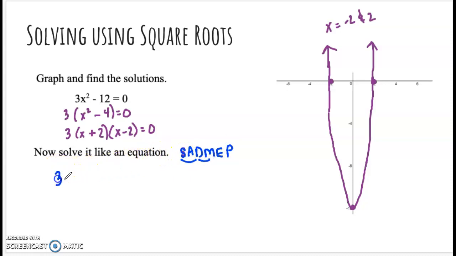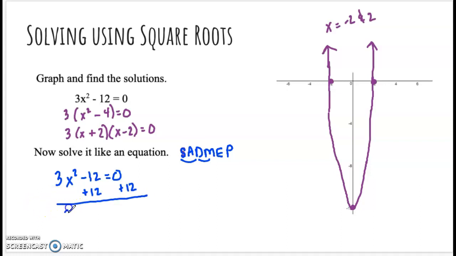So if I have 3x squared minus 12 equals 0, the first thing I'm going to get rid of or undo is the added or subtracted term from my x. So I see I've got this -12. That's what I'm going to undo first. The opposite or the inverse of -12 would be +12. If I do it to one side of my equal sign, I must do it to the other.